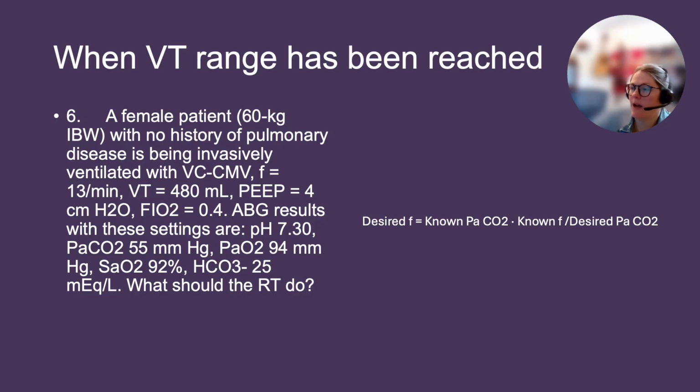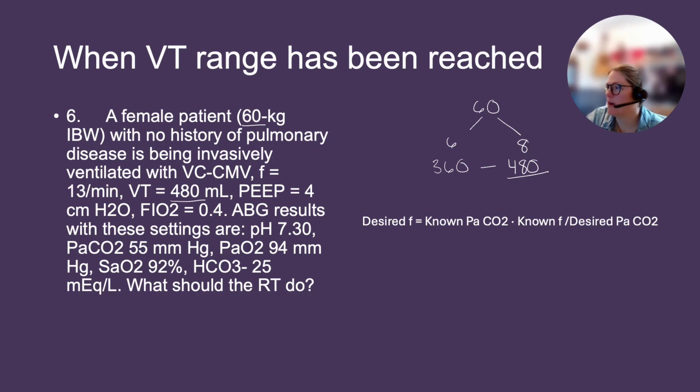So we have 480 here, but what is our range? So 60 for ideal body weight. For healthy lungs, our range is 6 to 8. 60 times 6 is 360. 60 times 8 is 480. So we have reached our limit here. We can't go any higher.